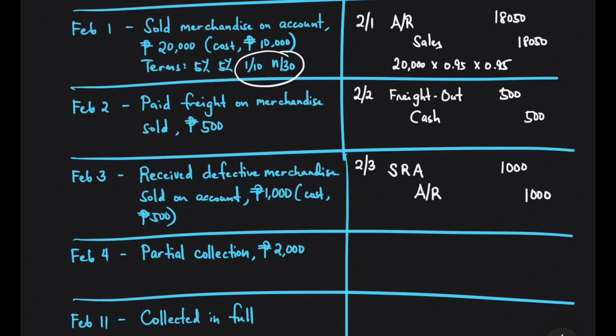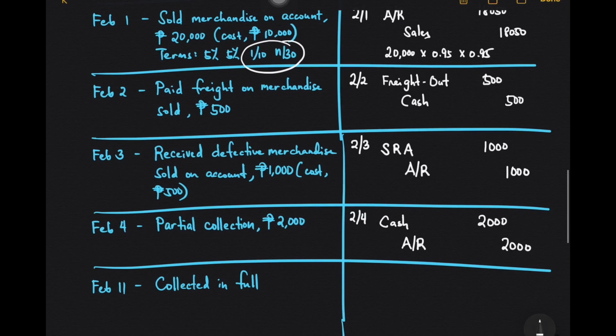Okay? So February 4, partial payment. Meaning you receive part of your collectibles. So debit cash, credit accounts receivable. That is 2,000. And the next, collected in full, February 11. So this is 11 minus 1, 10 days. So this is within the discount period.